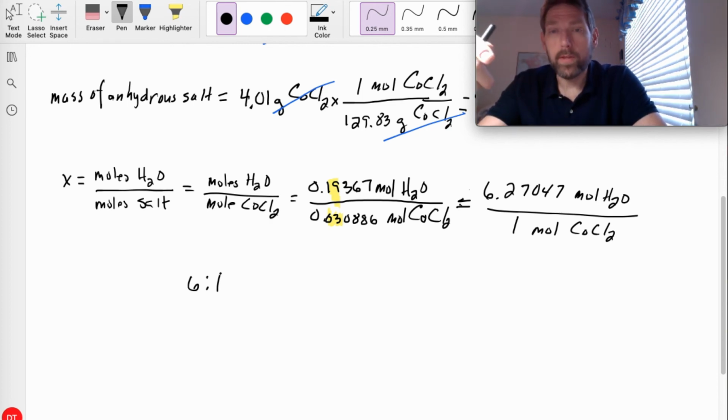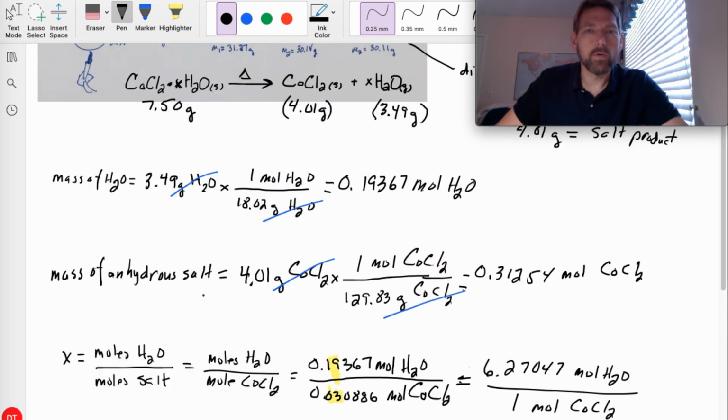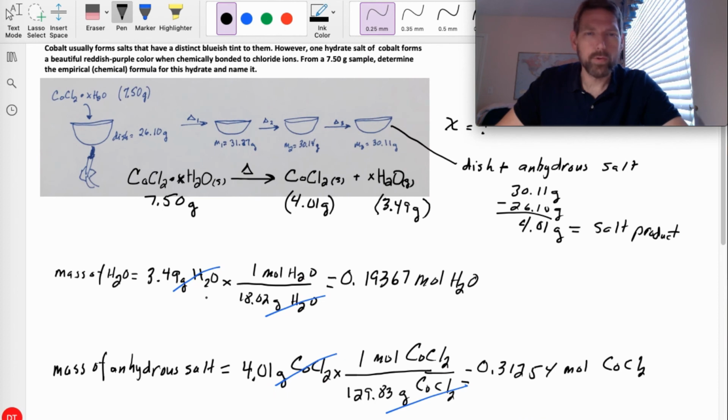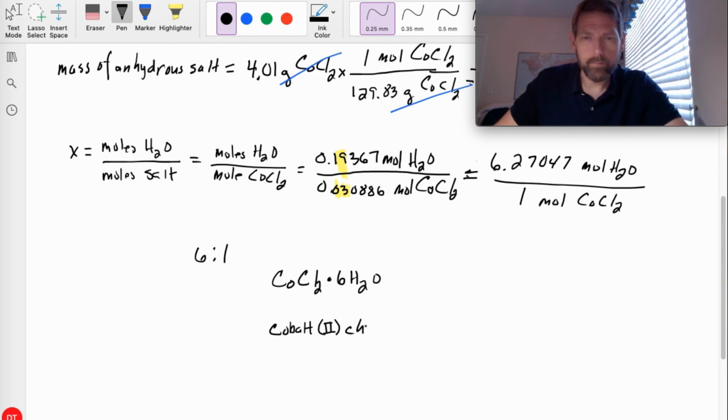So I'll link up in this video here towards the end where we can go to another video and basically figure out how much error we have in this, and that'll help put this in perspective. All right. But essentially what we have here is a 6 to 1 ratio. So we had cobalt 2 chloride, right? So now that we know that X equals 6, then we know that our formula is CoCl2 dot, represent the bonding, 6H2O, and we would name this cobalt 2, because remember it's a transition metal, chloride, and the 6, our prefix is hexa hydrate.